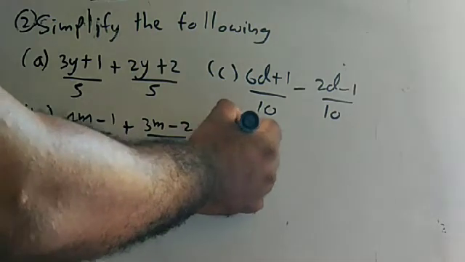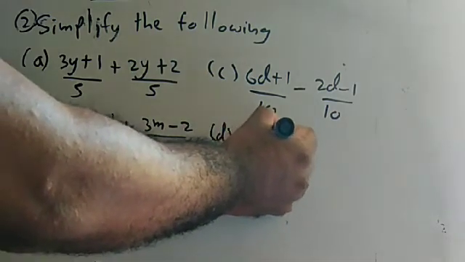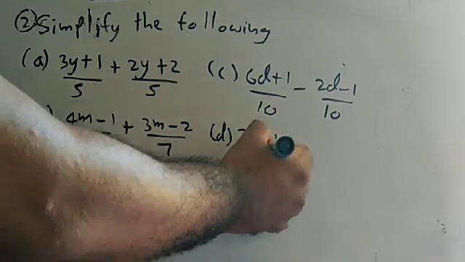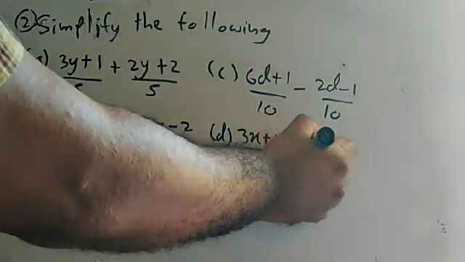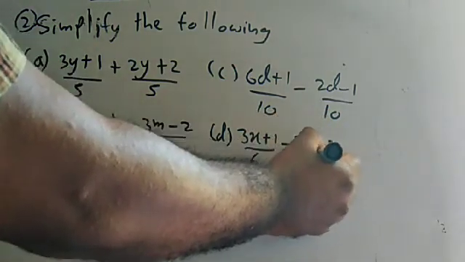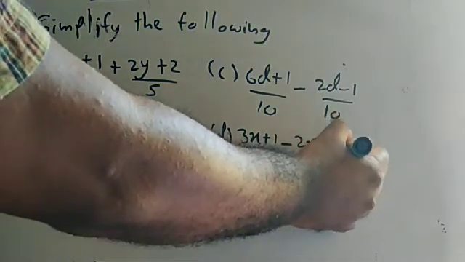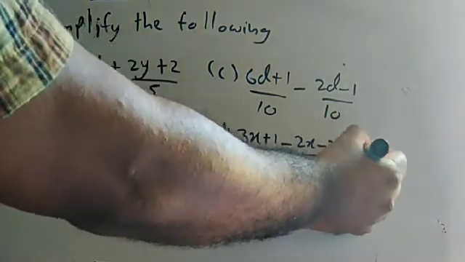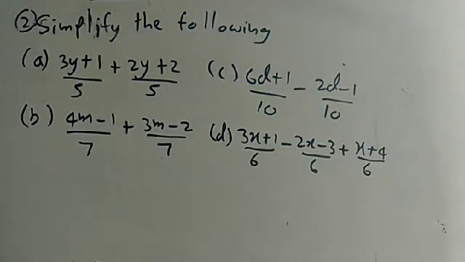D: (3x + 1)/6 - (2x - 3)/6 + (x + 4)/6. Here, do this and write down this, copy down this.